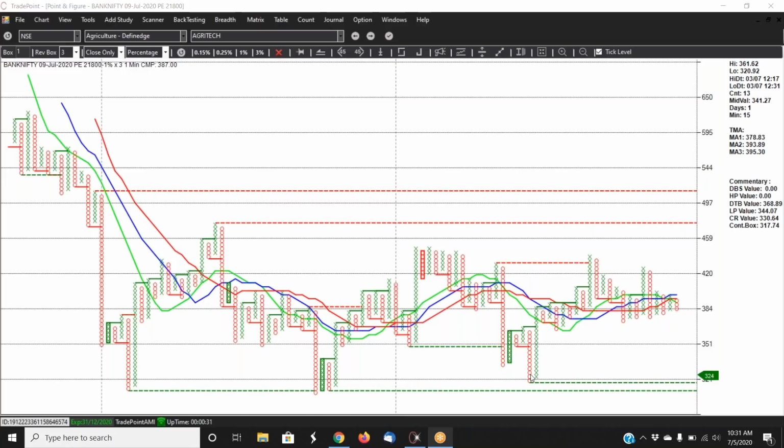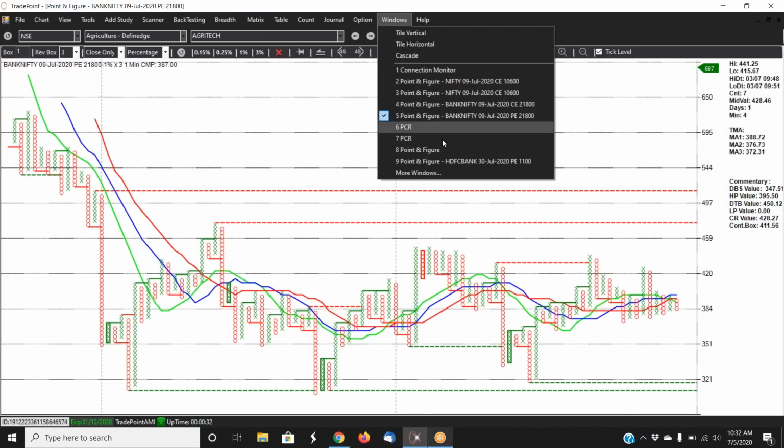If the 21,800 put does not break this low of 300, which is a strong base, you will see every time it has given an anchor column from there, which means strong buying has come in this put around 300 to 320 levels. So this needs to be watched. Of course, if the market goes up tomorrow and this breaks 300, then this theory is invalid. But if it doesn't break 300, it gives a good risk reward ratio in case it comes back towards 300 and goes up again. So keep watching this put going forward.